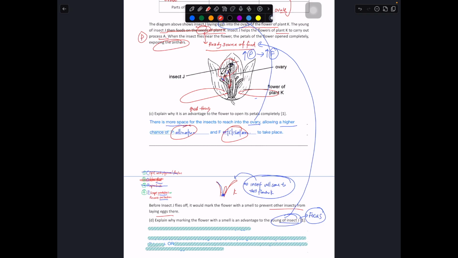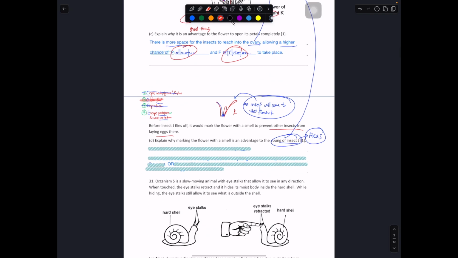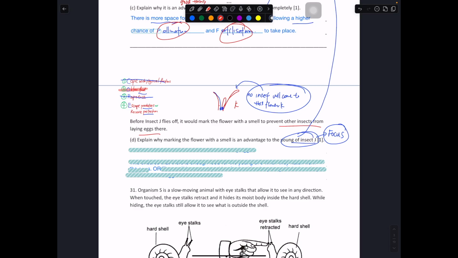So how does it help? If no other insect comes near this, there is no chance for that insect to lay eggs there. Only the eggs of insect J will be inside, and when they hatch, they will be the only ones that have all the food by themselves. So this is a good thing. It's really for them to have food. There's no competition with other insects. So this is how you can write this.